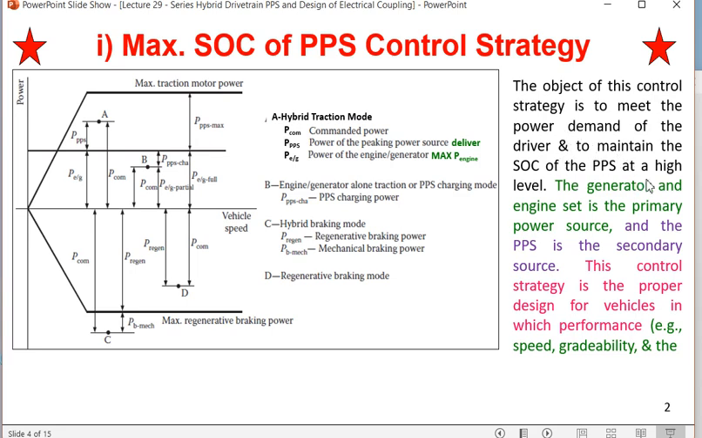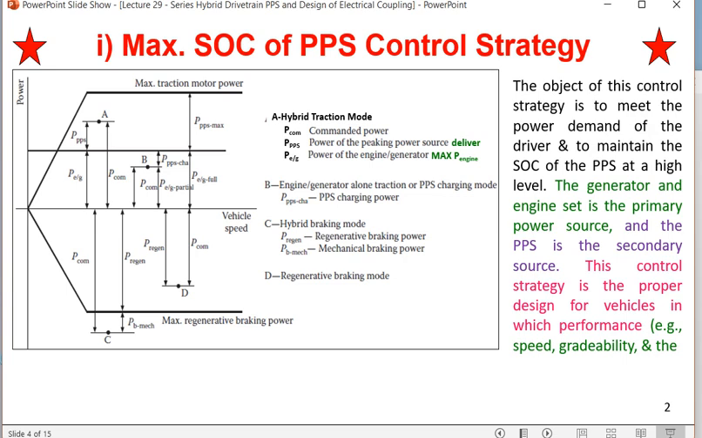That means the engine will be giving the power, and whenever required the PPS will be giving the power, plus at the end of the cycle we have to ensure that the battery is also fully charged. That means it should not happen that the PPS source will give the required power and get discharged and we will leave the car like that. That is not the case. So we have to supply all the commanded power, plus at the end of the cycle we have to ensure that the battery is also fully charged.